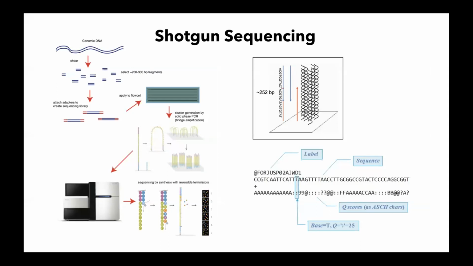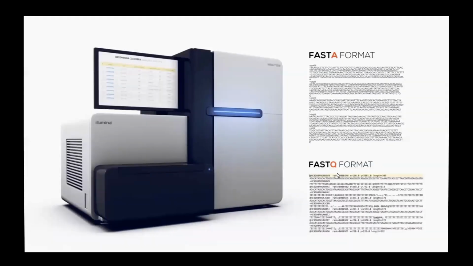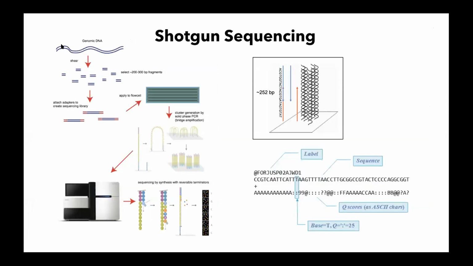What is shotgun sequencing? As you saw over here, these are individual reads. So let's try and understand how these reads actually are prepared. First, the genomic DNA is shattered, so it's sheared into pieces, about 200 to 300 base pair fragments.